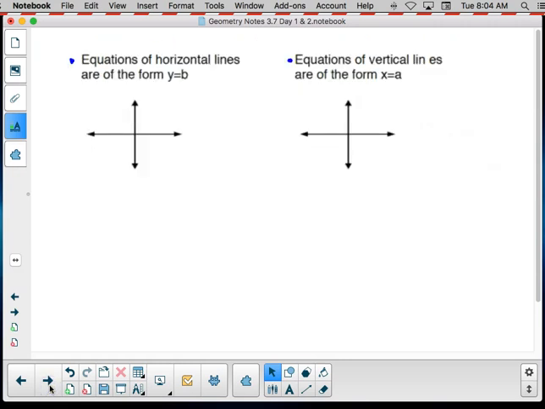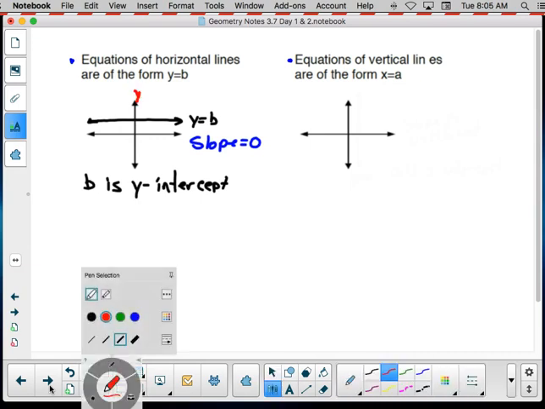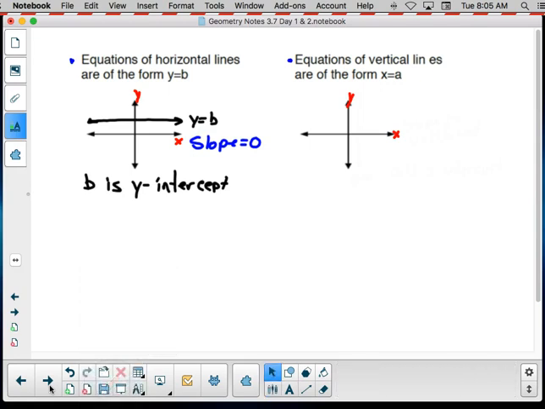Equations of horizontal lines are of the form y equals b. Now horizontal lines cross the y-axis at the b value. So if this is my y-axis, and this is my x-axis, I've got to keep that in mind. b is my y-intercept. My slope is 0, and it's going to cross the y-axis at a value b. b is a number. If I'm talking about a vertical line, they are of the form x equals a. Slope is undefined, and in x equals a, a is an x-intercept. It crosses the x-axis at that point.